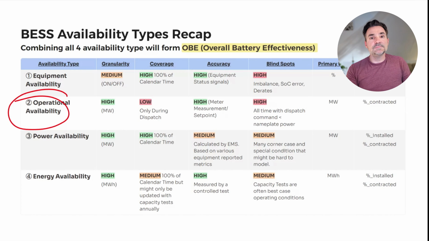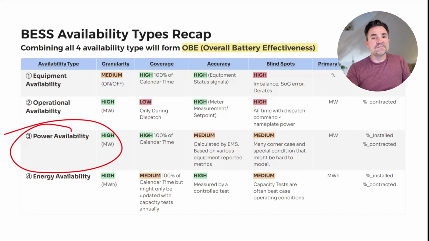One of the weaknesses of this type of measurement is you can only measure it when you are dispatching the system, the BESS. So you're only able to measure this for a few hours a day. But it's important in case the other signals don't capture the unavailability, and it's pretty easy to measure.